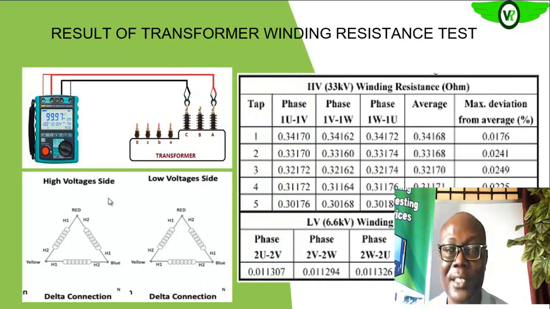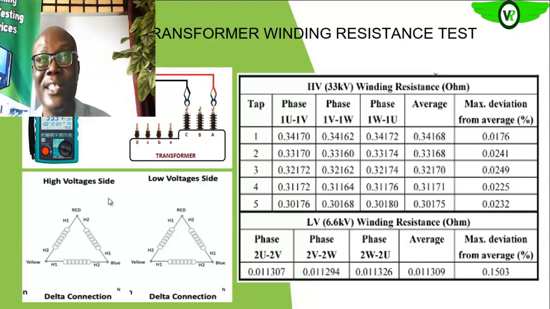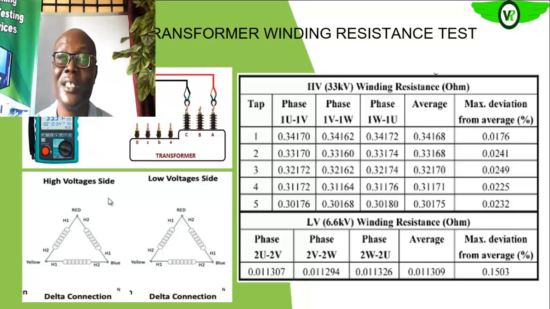The results that you get from your winding resistance, we have been explaining before, that the results are supposed to be almost equal. Then you look at the percentage difference. Expectedly, you don't expect to have any difference if everything is done or was done perfectly, that is during the rewinding or during the manufacturing of that particular asset or equipment.